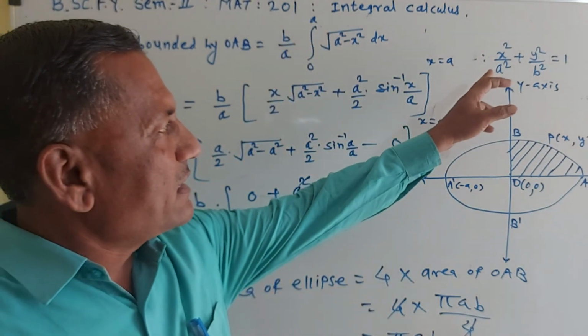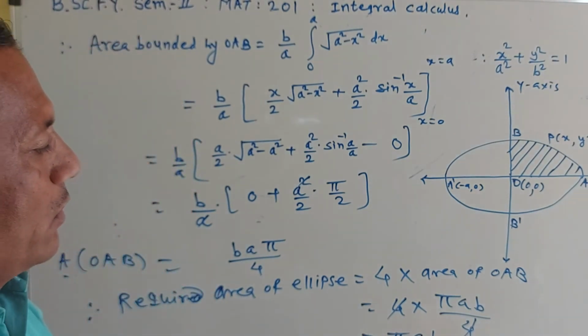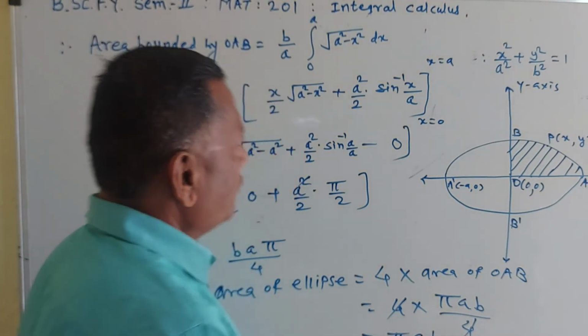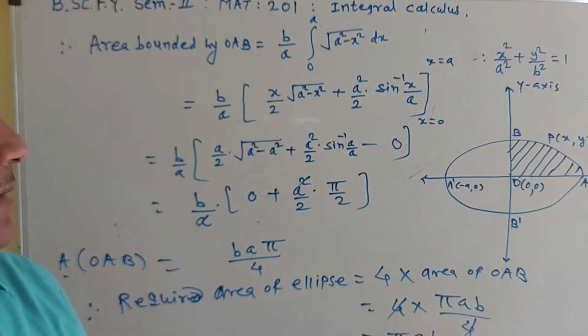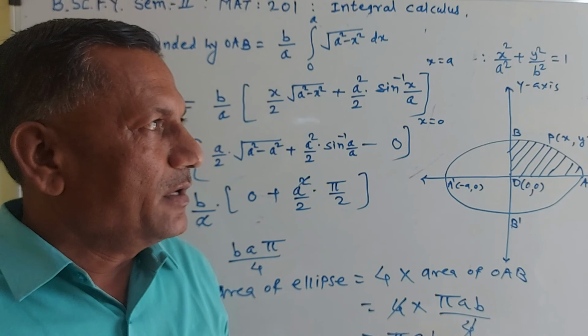The standard equation of the ellipse here is x squared upon a squared plus y squared upon b squared is equal to 1. So, in this way, you find the area bounded by any Cartesian curve. So, we stop here. Thank you.